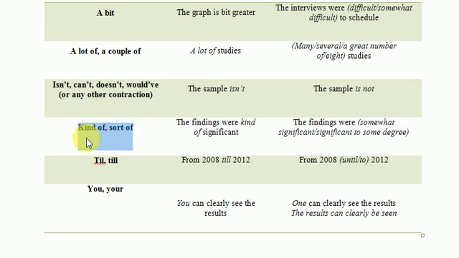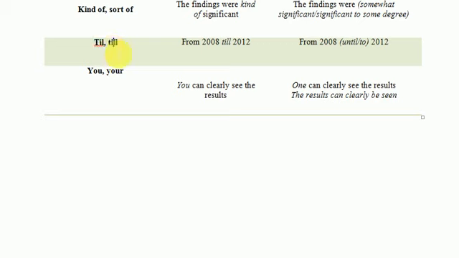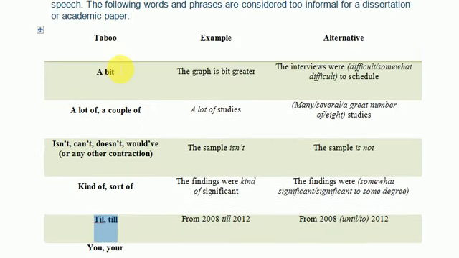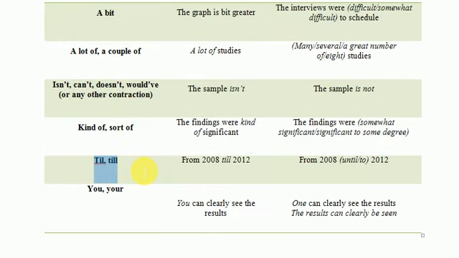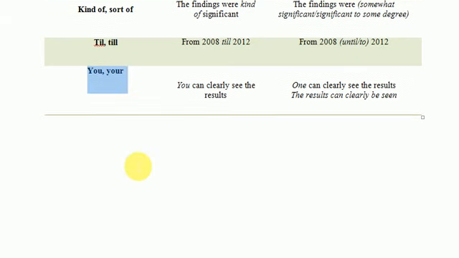And kind of, sort of, these are also not to be used in your academic writing or in formal writing. You can use something else, for example, the things were significant, etc. But you are not going to use kind of and sort of, till, etc. Instead of writing till, you should use from 2008 to 2012. You should use exact figures. These will be a little ambiguous. All these words are a little bit ambiguous. They are not going to give a full meaning. So we are not going to use such words in our academic writing.